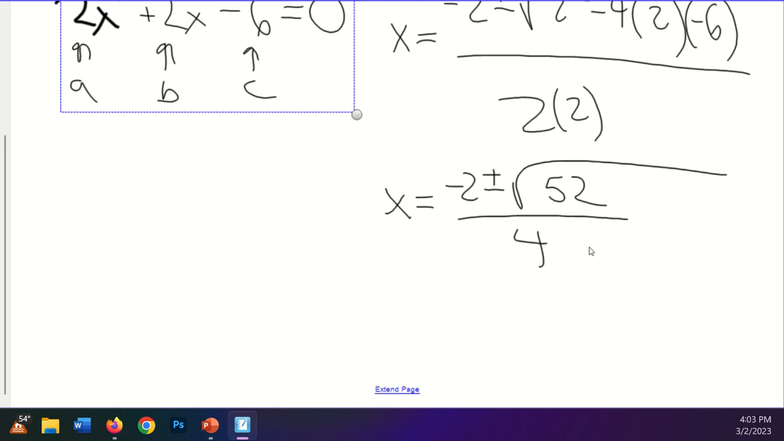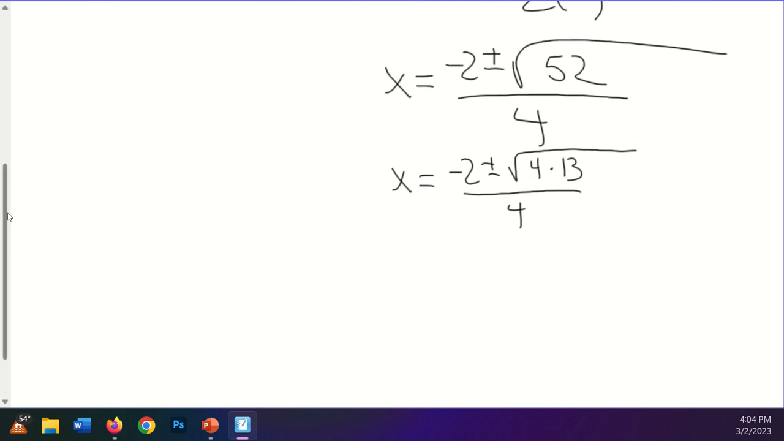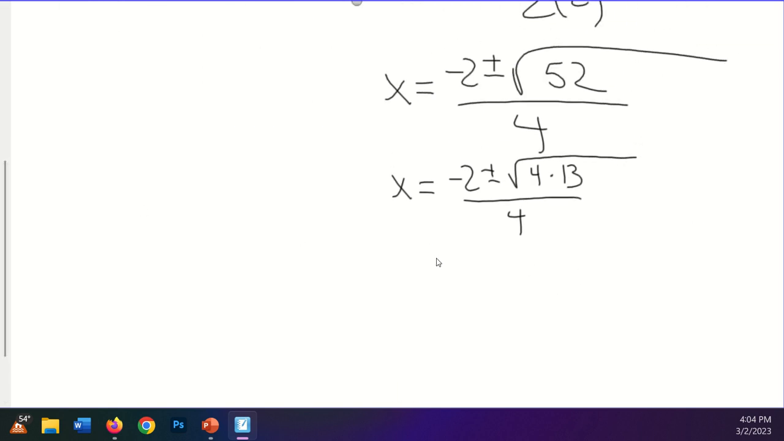Well, I do notice that 4 divides 52 13 times. So 4 times 13, and 4 is a perfect square, so I'm looking for perfect squares that divide 52. And so I can reduce this. I go negative 2 plus or minus the square root of 4, which is 2. I can't take the square root of 13, so it has to stay, and that's still all over 4.